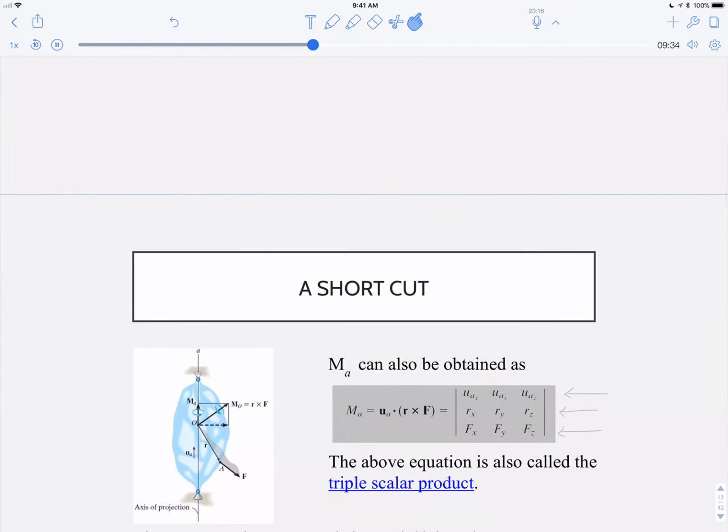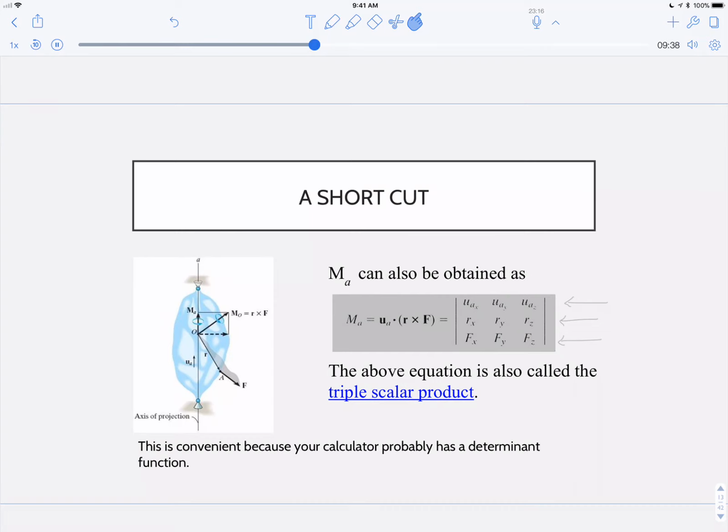There's a shortcut to moment about an axis. You can read the derivation in a book. I'm just going to tell you what it is. If you want U of A, the unit vector of A, dot R cross F, which is a moment, so remember, the red step was the moment, R cross F, and the yellow step was the unit vector A. If you take the determinant of the unit vector in the first row, R in the second row, and F in the third row, we're replacing the ijk with the unit vectors there. This is a triple scalar product, and that will give you the moment about an axis.